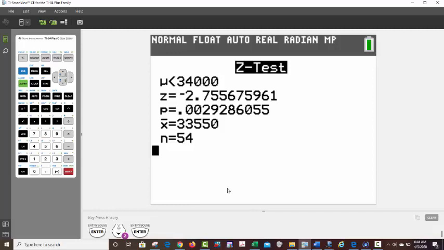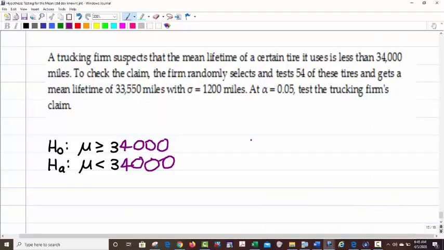I said that if z was less than negative 1.645, well, negative 2.76 would definitely be way less than negative 1.645. Also, the p-value takes care of it. 0.0029, we never double it in the calculator anyway, but 0.0029 is clearly less than the alpha of 0.05, and we reject the null, and we support their claim that the average lifetime of this tire is less than 34,000. And that concludes this video on hypothesis testing for the mean, standard deviation known.